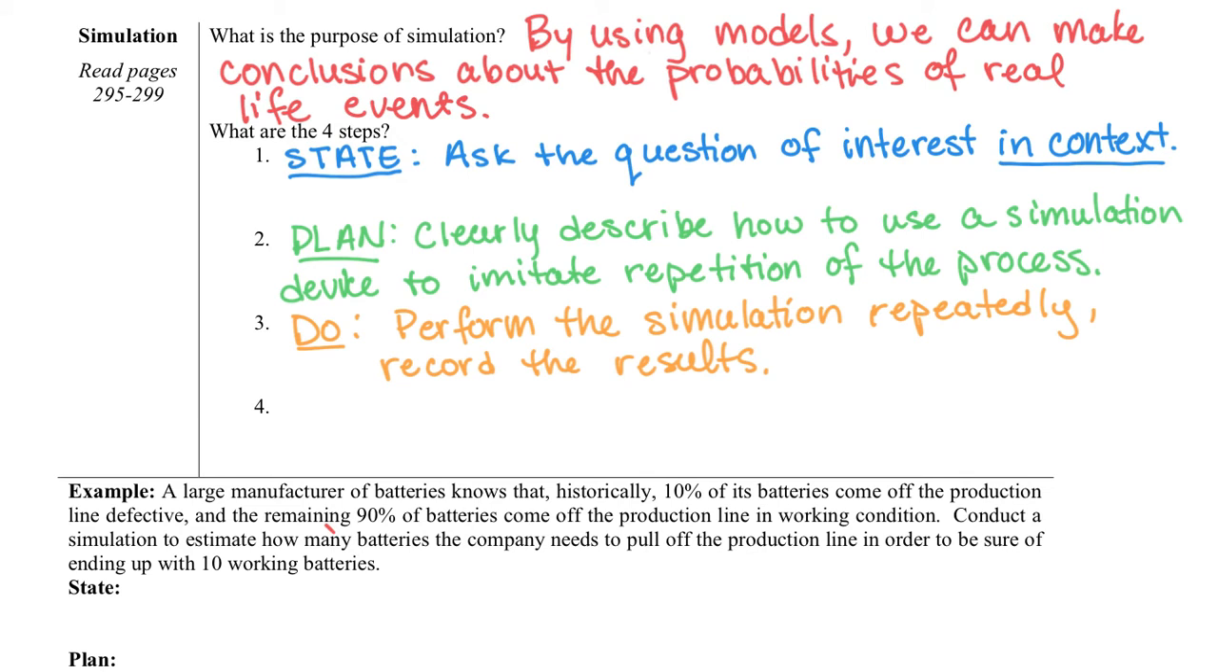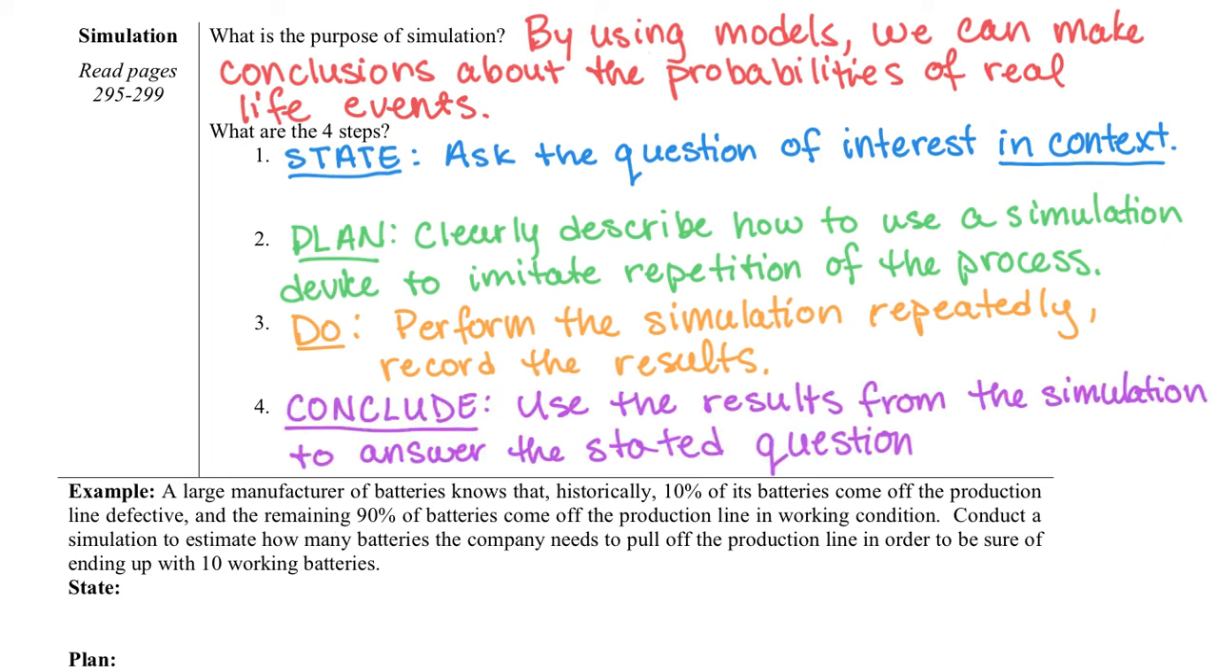The third step is to actually do the simulation: perform the simulation repeatedly, and record the results. Finally, the fourth step is to conclude. You're actually going to use the results from your simulation to answer whatever the stated question was. So, of course, let's look at an example of exactly what all of this means.